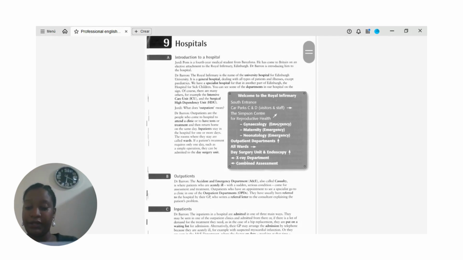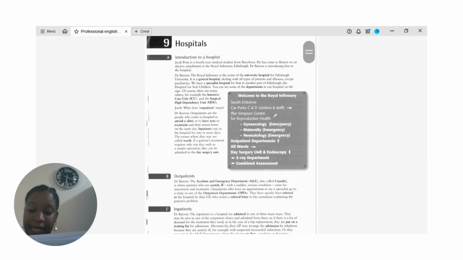B. Outpatients. Dr. Baron: the accident and emergency department, also called casualty, is where the patients who are acutely ill with a certain serious condition come for assessment and treatment. Outpatients who have an appointment to see a specialist go to a clinic in one of the outpatient departments. They have usually been referred to the hospital by their GP, who writes a referral letter to the consultant explaining the patient's problem.